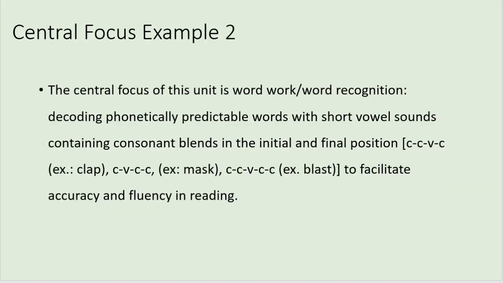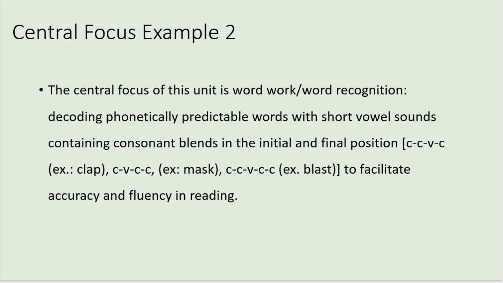Let's go to a second example of a central focus. This one is a little simpler. This is for younger students. This is really at about a first grade level. The central focus of this unit is word work and word recognition, decoding phonetically predictable words with short vowel sounds containing consonant blends in the initial and final position.